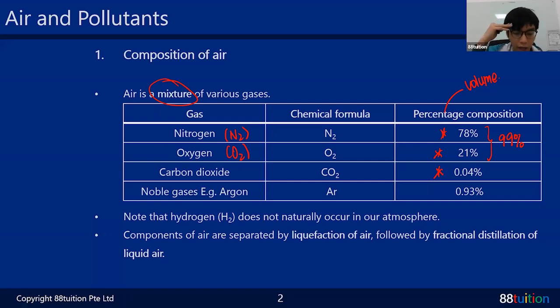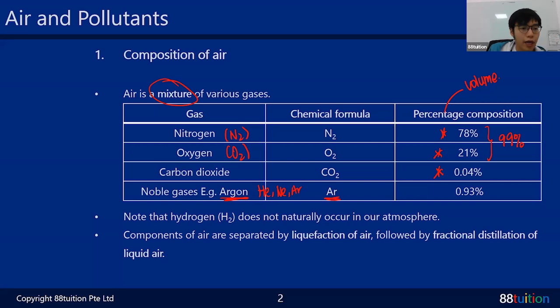The remaining part of the air, aside from nitrogen and oxygen, is made up of noble gases. If you can recall, noble gases are found on the very right side of your periodic table: helium, neon, argon, etc. Out of all the noble gases, argon is the most abundant one, which is why I focus more on argon here. It makes up almost 1% of your air. So the important ones are these three.